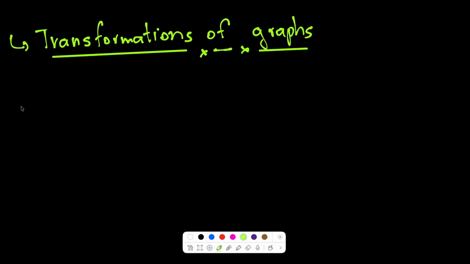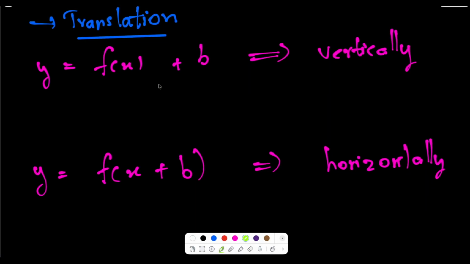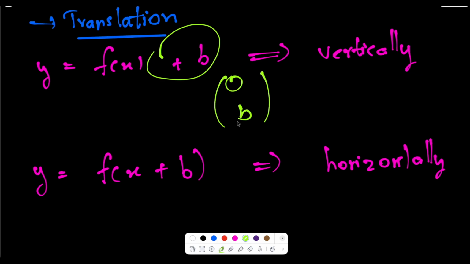So in this video, we will cover the transformations of graphs. First, let's take a look at translation. Vertical translation is when the constant b is outside of the function f(x). As you can see, f(x) plus b, the b is outside of f(x). The translation vector would be (0, b). This means all the values of y are added to a value b.